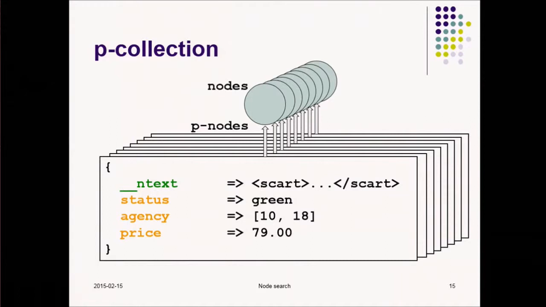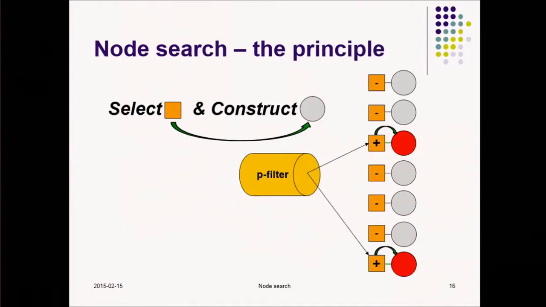A p-collection is a set of p-nodes which represent a set of XML nodes, but which can be stored and queried without constructing the XML nodes. So the principle of node search is a two-step procedure: filter p-nodes and then resolve the node descriptors of the selected p-nodes to the XML nodes.